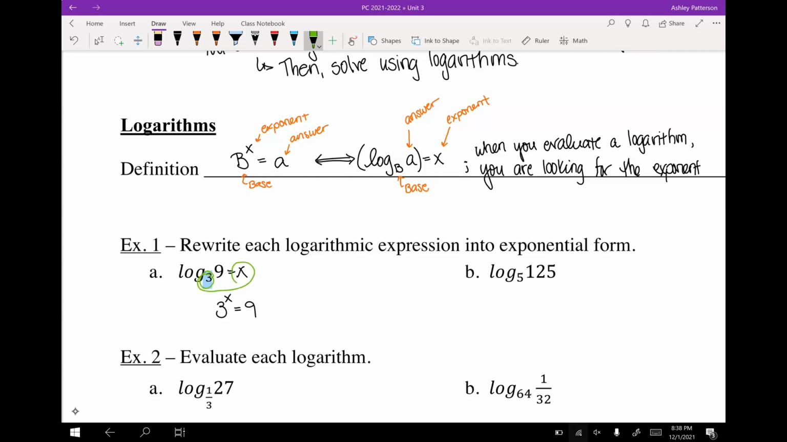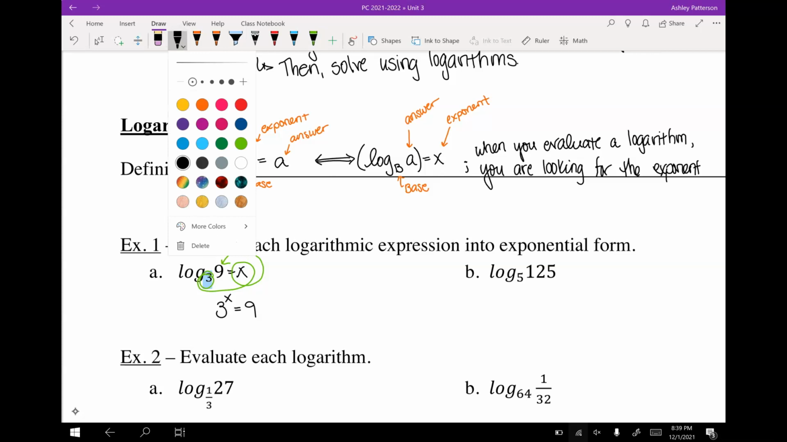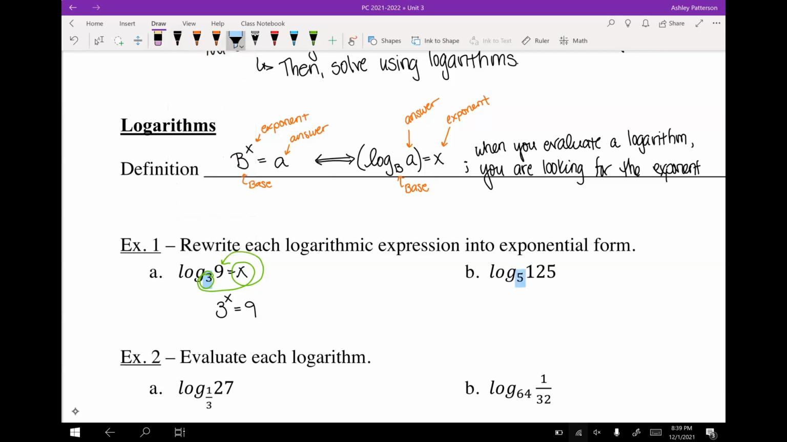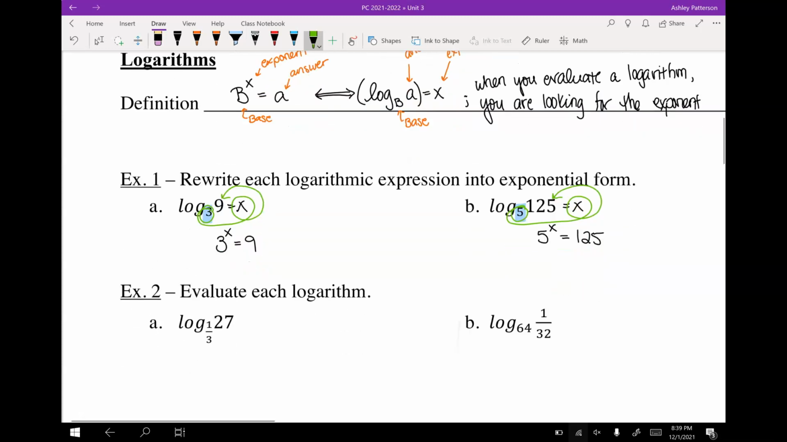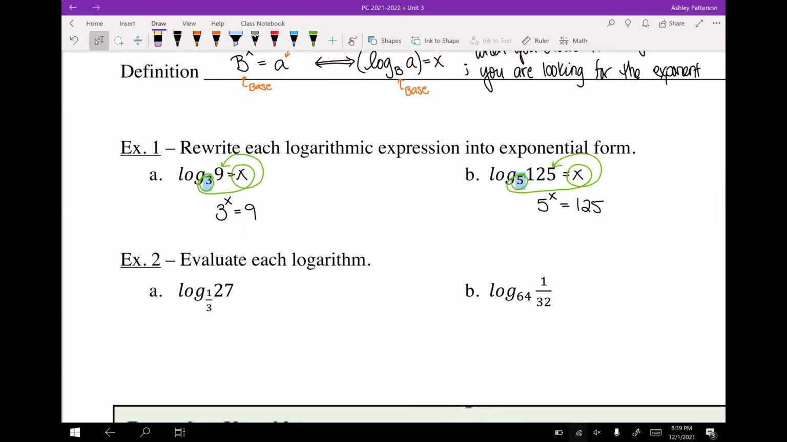Base, exponent, answer. Okay, for b, our base is 5. It's going to equal some exponent. So we say 5 to the x is equal to 125. Again, base grabs the exponent, it equals the answer. Okay, so if we can rewrite, well, that means we can definitely evaluate. We can find the exponent.